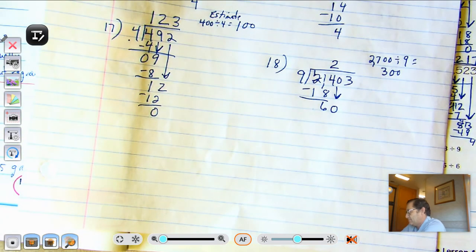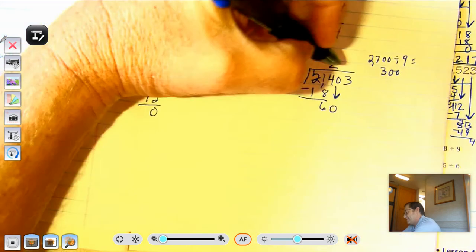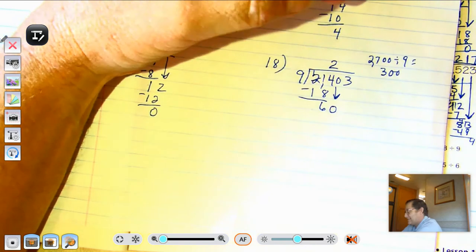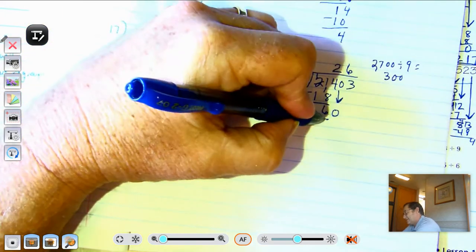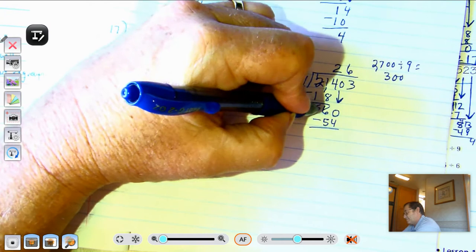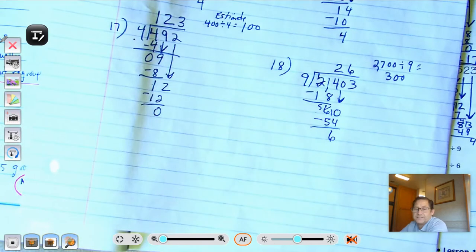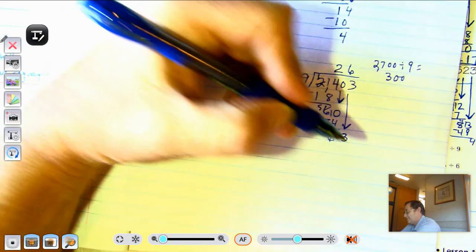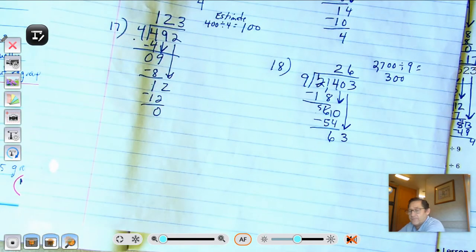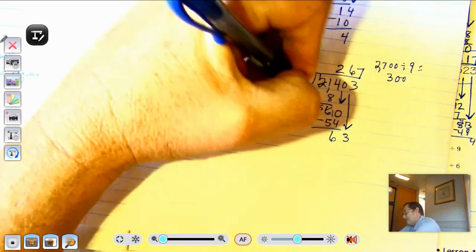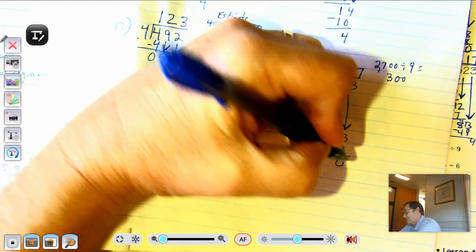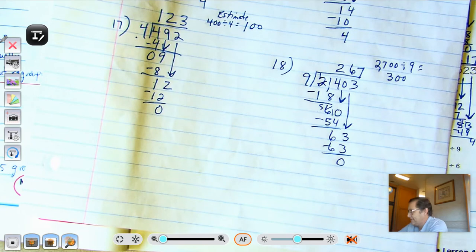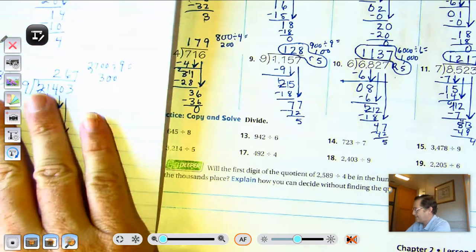60 tens. And there weren't any tens already in the problem. So 60 tens divided by 9. 9 times 7 is 63, so 9 times 6. Okay, so 60 take away 54 is 6 tens left. I'm going to trade those 6 tens that are left for 60 ones. And 63 ones divided by 9 is 7. 9 times 7 ones is 63 ones. Nothing left over. 267. 19.